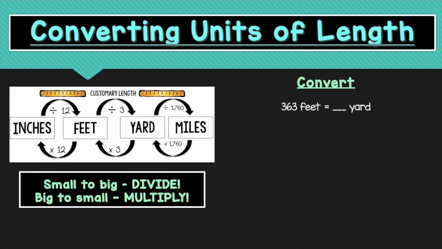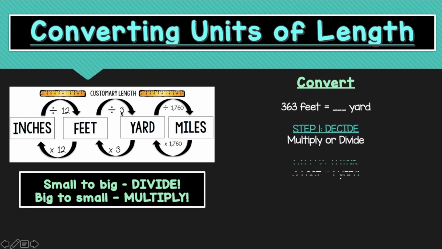Our next example is converting 363 feet to yards. First step again is I'm going to decide whether I'm multiplying or dividing. So I am going from feet up to yards. I'm going from a smaller unit to a bigger unit, so I'm going to divide.